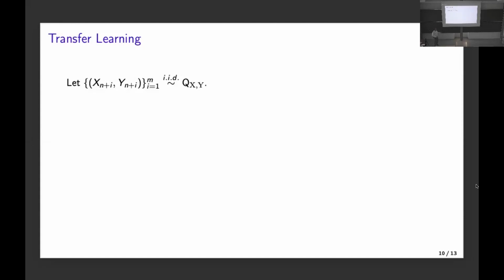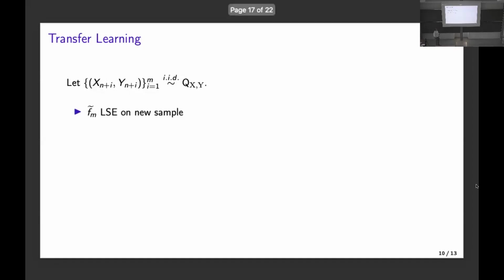So we have a first data set, a first least square estimator, F hat, and now we have a new set of data. So we have M points sampled i.i.d. from another distribution Q. And what I would like to do is to construct an estimator that uses both the first set of data and the second set of data, and analyze its performance.